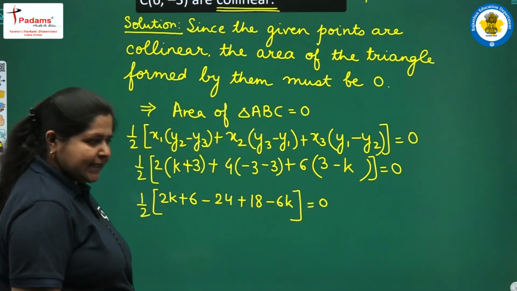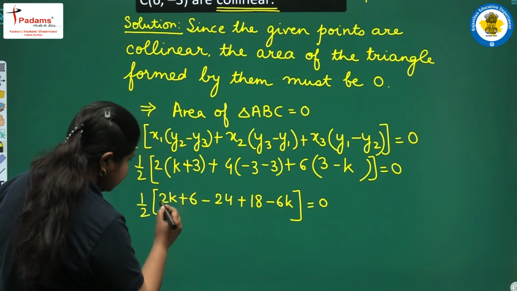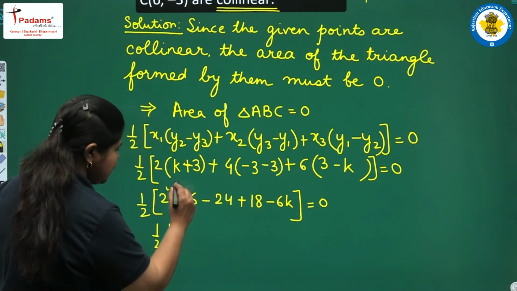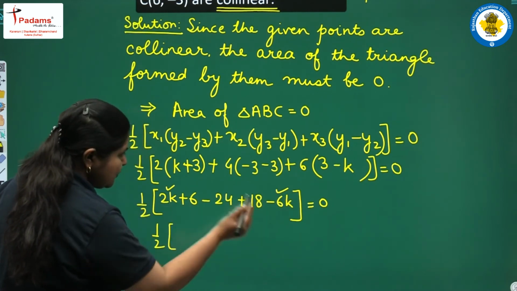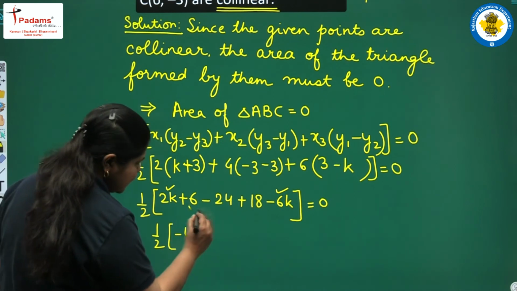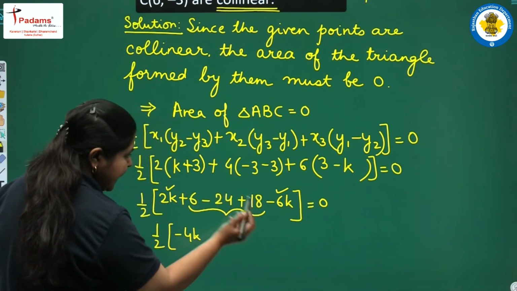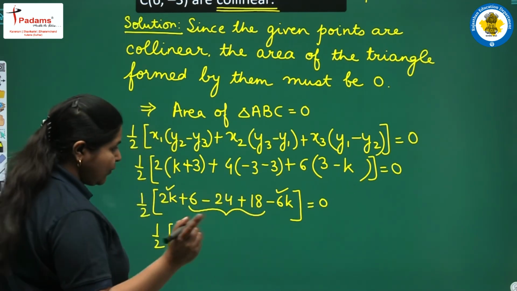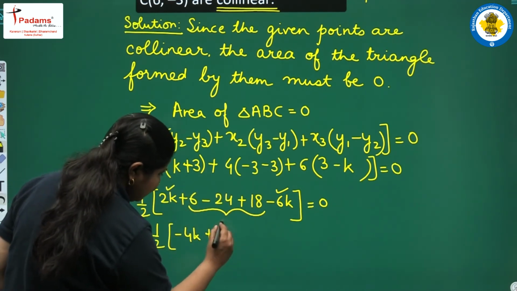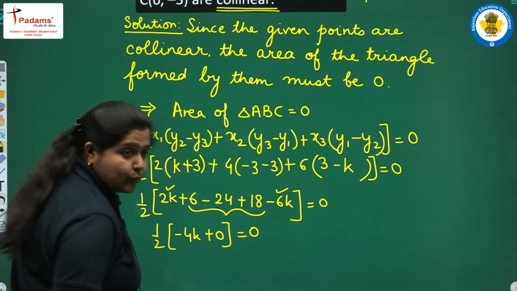again equal to 0. Here we see 2k minus 6k. ये like terms हैं 2k और -6k. 2 minus 6 is -4 and with it we have k. Then solve this center part. 18 plus 6 it is 24 and 24 minus 24 it is 0 in fact. All this is again equal to 0.